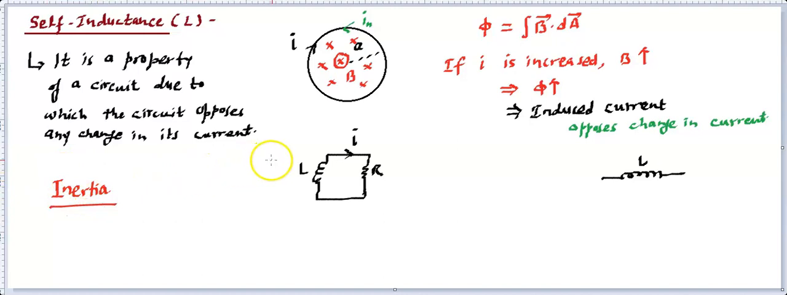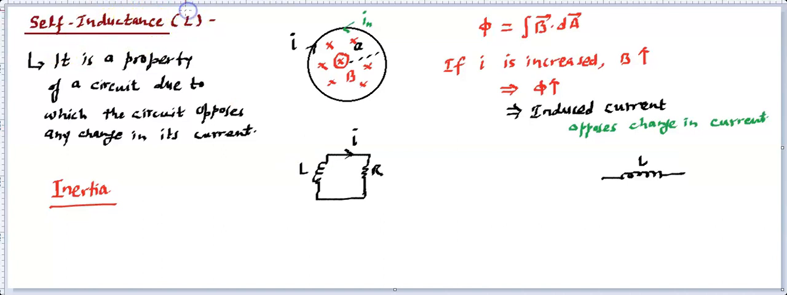Exactly the same way the circuit behaves. If any current is set up in that circuit, the circuit would like to carry on with that current. If you change that current, it is going to oppose. Whether you are increasing it, it's going to oppose, and if you are decreasing it, it's also going to oppose. This is a very inbuilt property of all circuits. And this inbuilt property is known as inductance. If it is occurring for the same circuit, that's called self-inductance, and that is written as L.